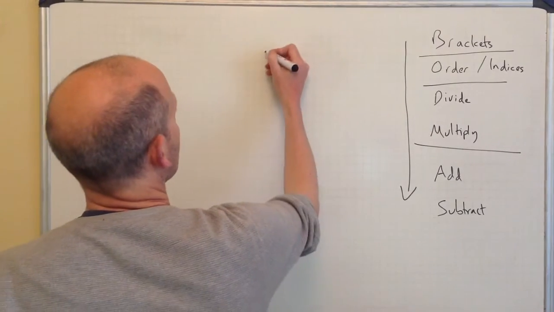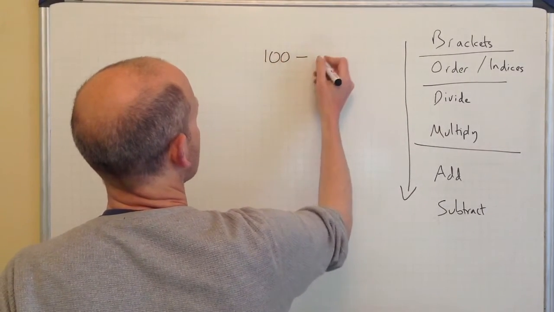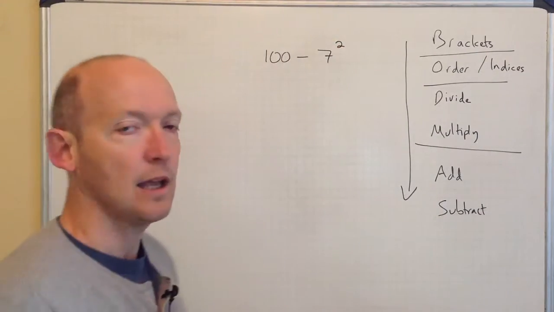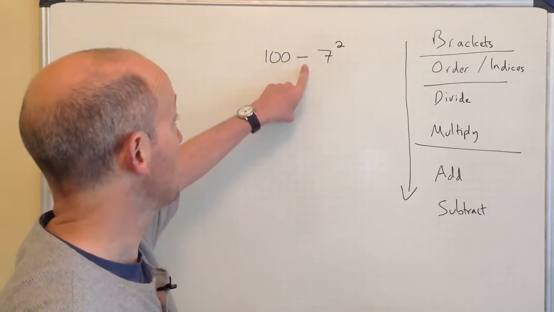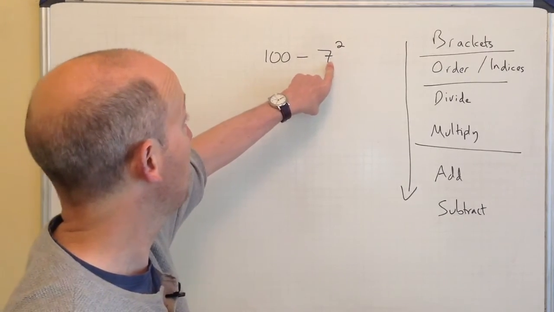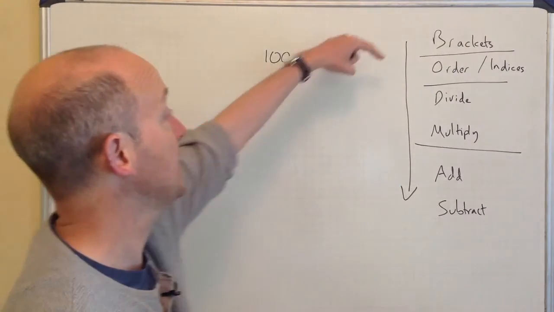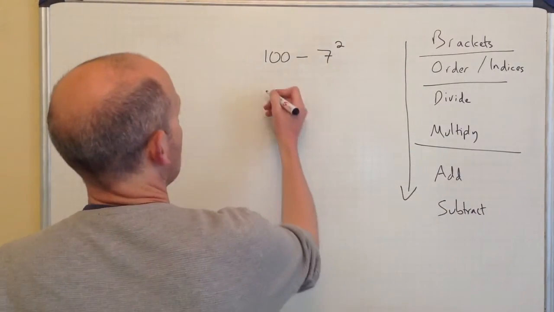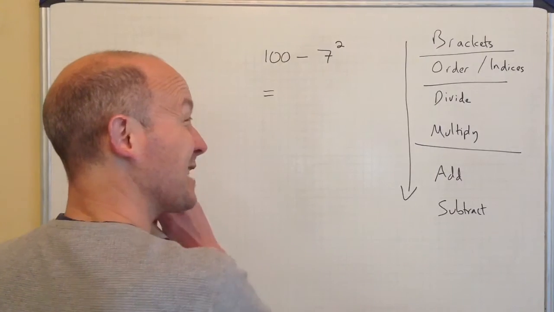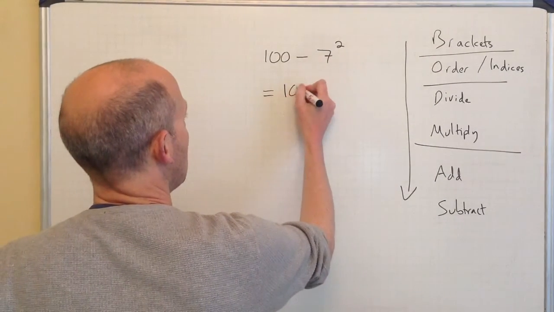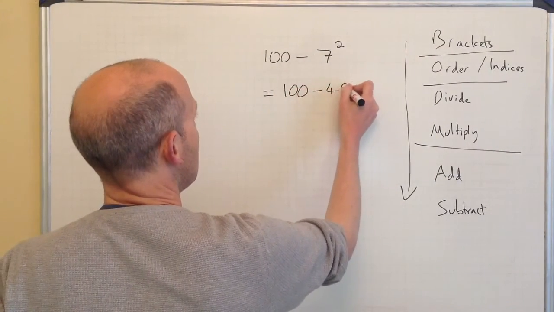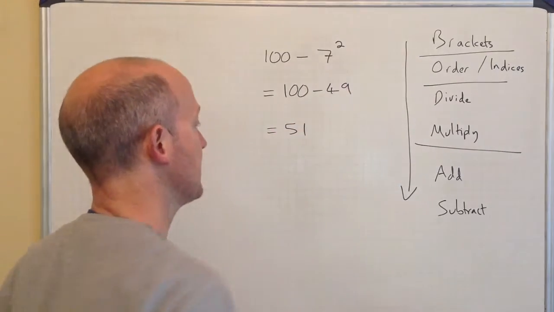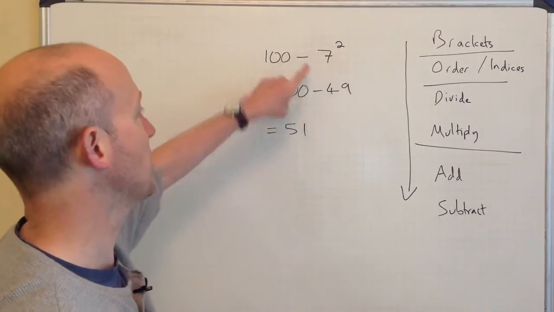Right, let's try another one. 100 minus 7 squared. Okay, so we've got a subtract and we've got a power. So what are we going to do first? Well, again, coming down the order here, we can see powers beats subtract. So we're going to do the powers first. So 7 squared is 49. That's 100 minus 49. And 100 minus 49 is 51. So we do the powers before we do the subtract.